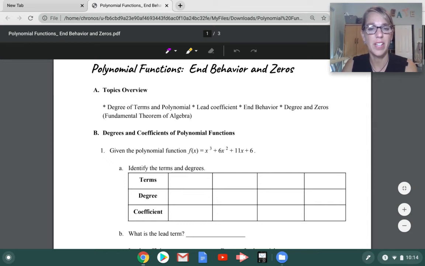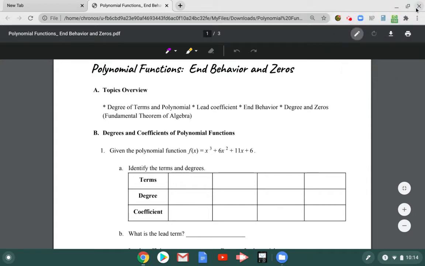In this video, we're going to take a look at polynomial functions and some properties, specifically the end behavior of their graphs and zeros or x-intercepts of their graphs as well. So in our list of topics for this video, to do these things, we need to understand the degrees of terms and of the polynomial itself. What's the lead coefficient and what does it tell us?